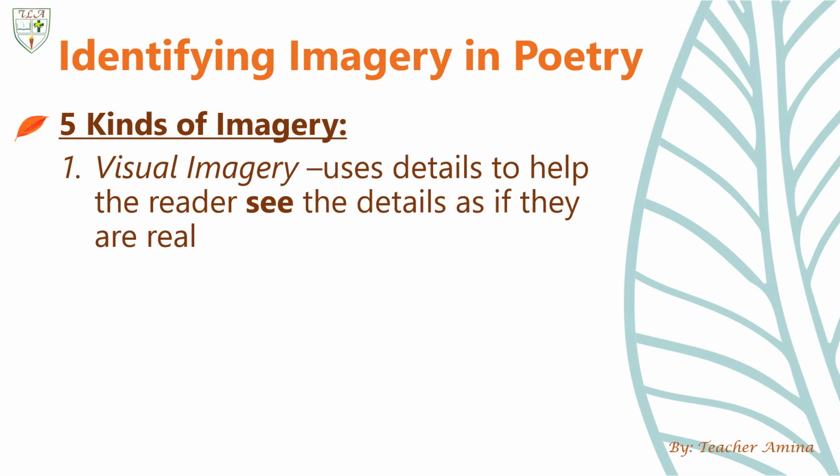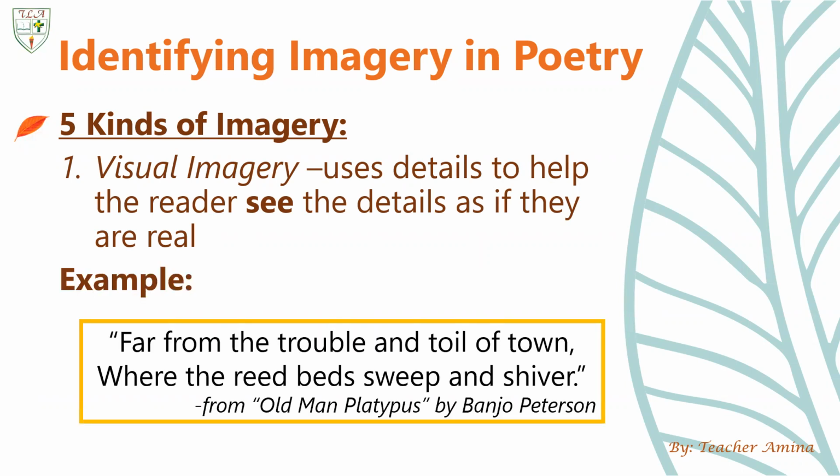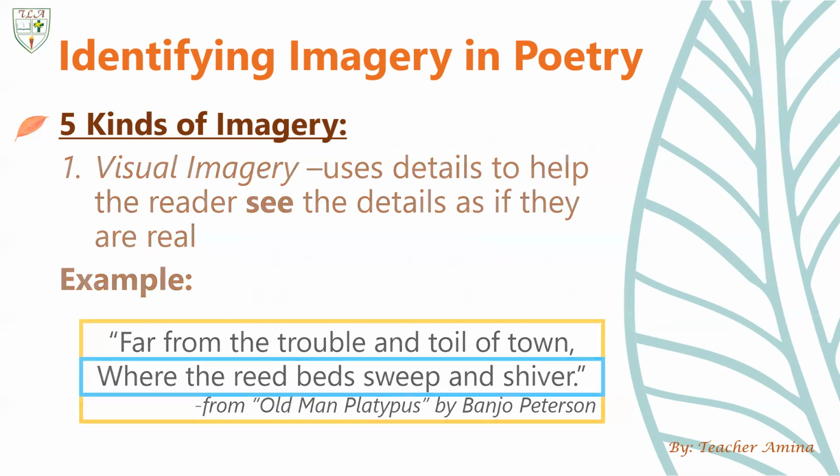We have first visual imagery, which uses details to help the reader see the details as if they are real. For example, "far from the trouble and toil of town, where the reed beds sweep and shiver." This is from Old Man Platypus by Banjo Paterson. So the visual imagery here is "where the reed beds sweep and shiver."